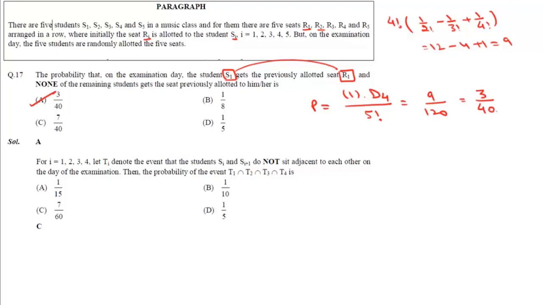For i equals 1, 2, 3 and 4, let Ti denote the event that students Si and Si plus 1 do not sit adjacent to each other. Now T1 is S1 and S2, they are not adjacent. S2 and S3, they are not adjacent. S3 and S4, they are not adjacent, and S4 and S5, they are not adjacent to each other. So we need to find the probability of S1 not sitting adjacent to S2 and S2 not sitting adjacent to S3, S3 not adjacent to S4 and S4 not adjacent to S5.